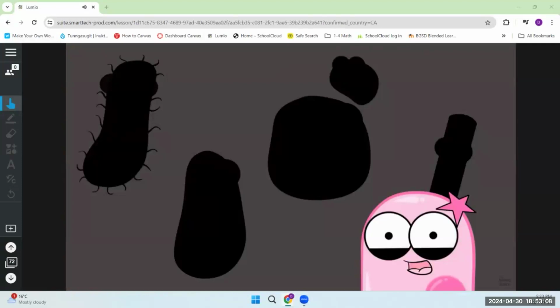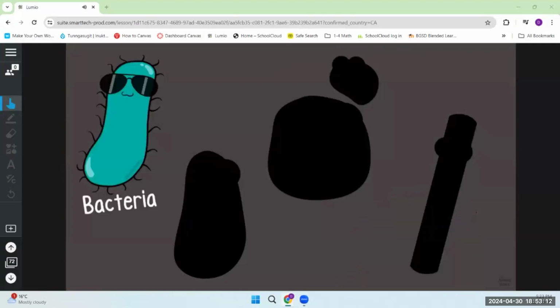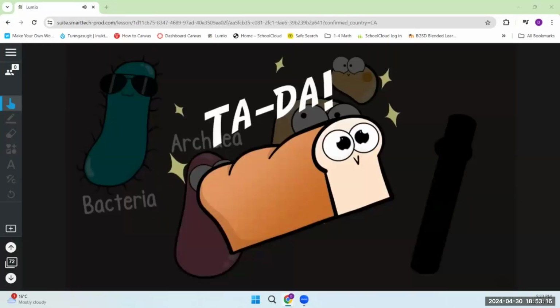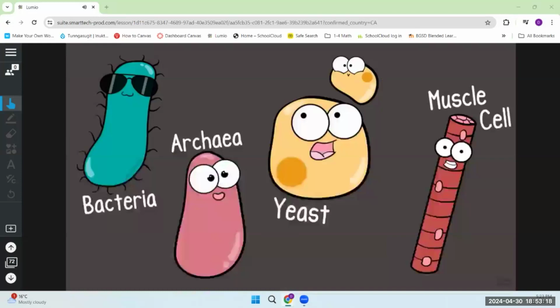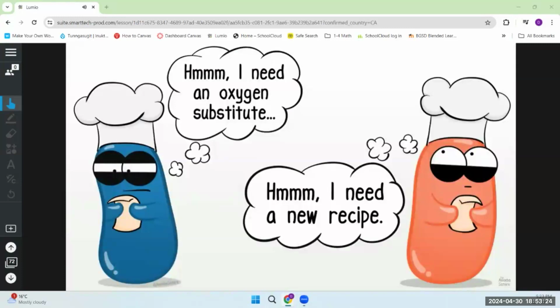So what kind of cells can handle the no oxygen thing? Well, many types of bacteria can, many types of archaea, yeast, which is a fungus that could be helpful, like making your bread rise, your muscle cells can, for a while anyway, and these are just a few examples. Now, these organisms handle the lack of oxygen in different ways.